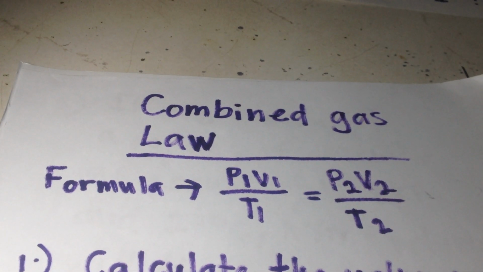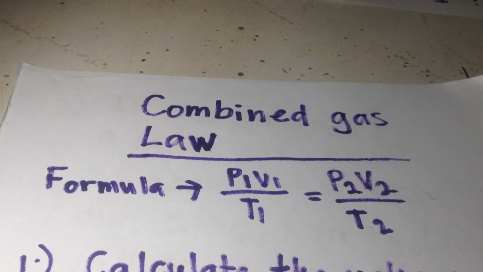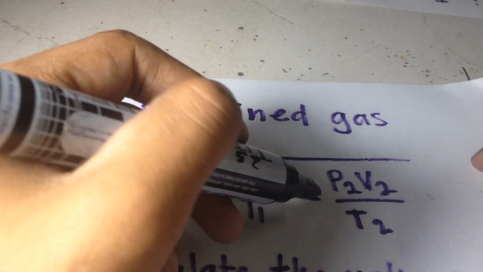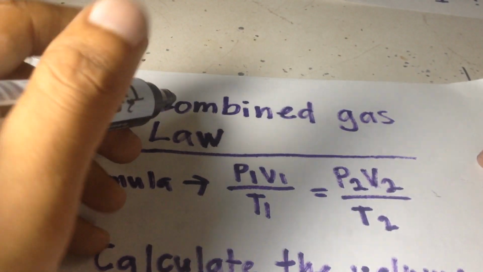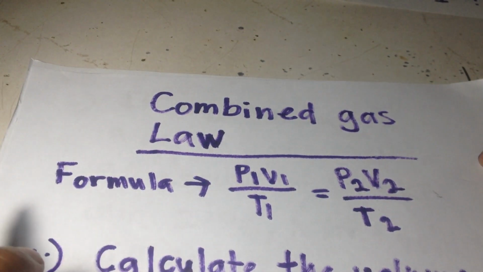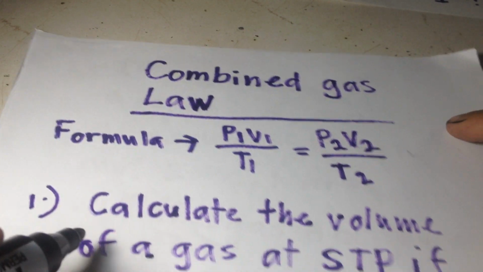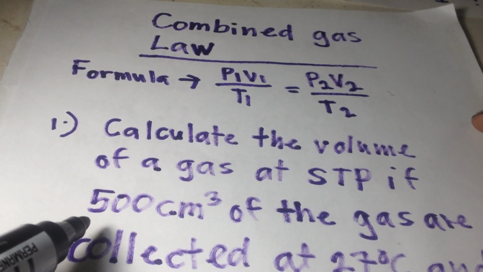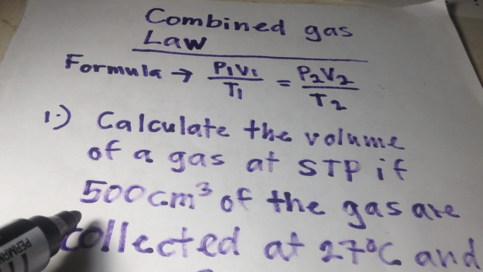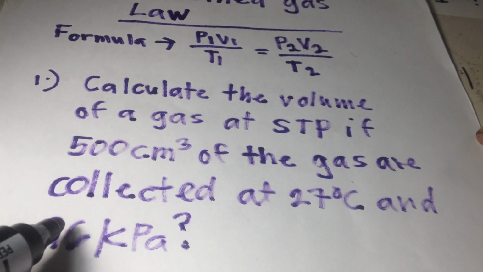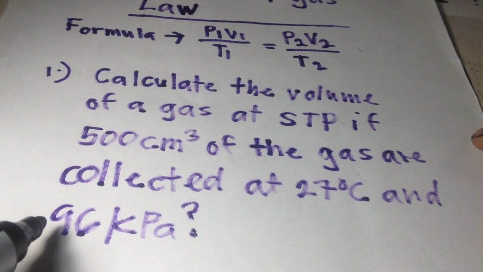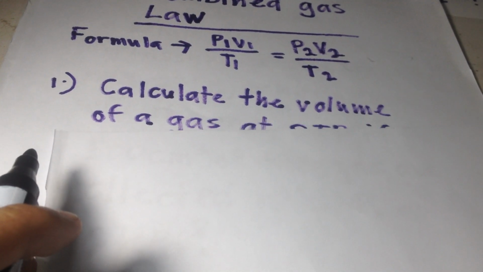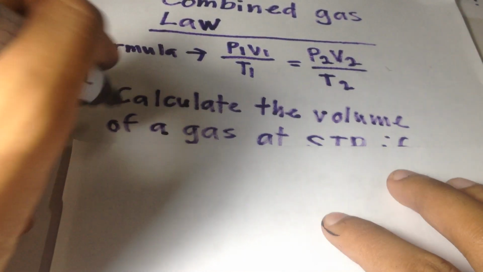In this video, we're going to solve combined gas law, which is the formula P1V1 over T1 equals P2V2 over T2. So, first thing we need to do is calculate the volume of a gas at STP if 500 cubic centimeter of the gas are collected at 27 degrees and 96 kilopascal. So let's begin. This is problem number 1.